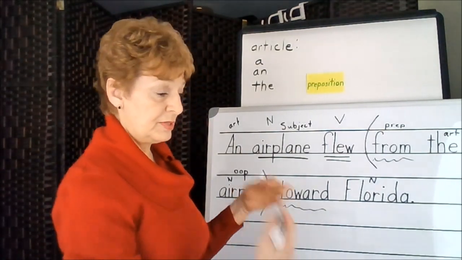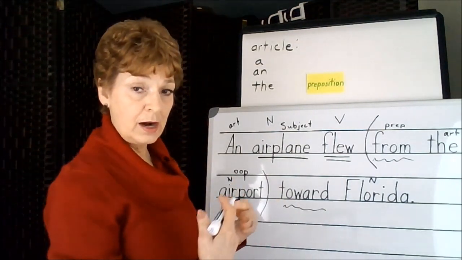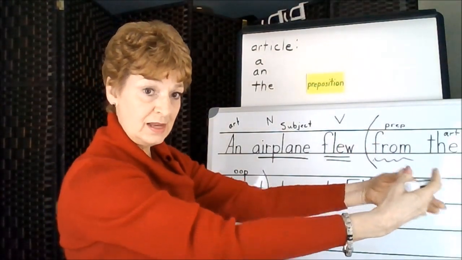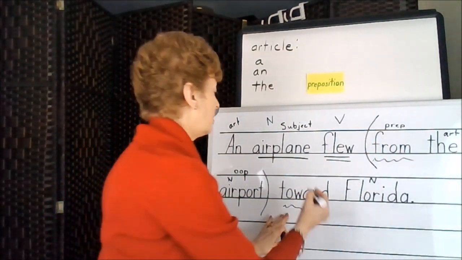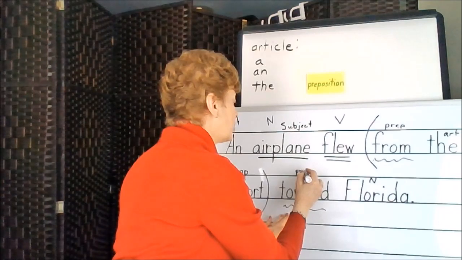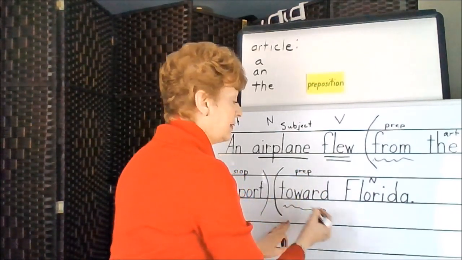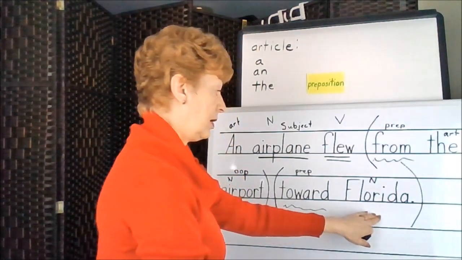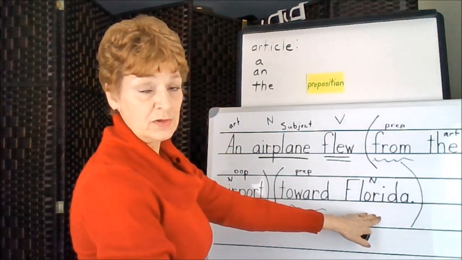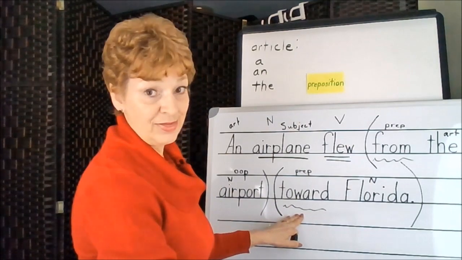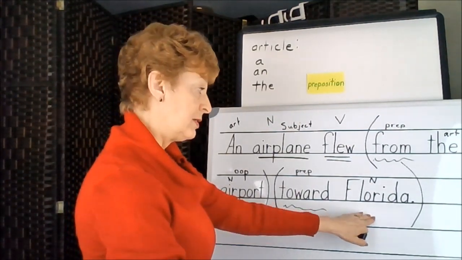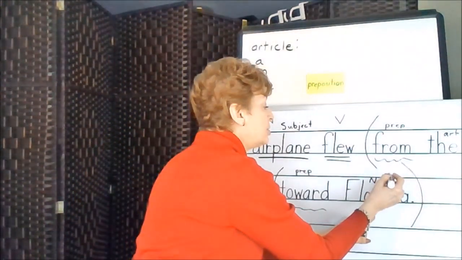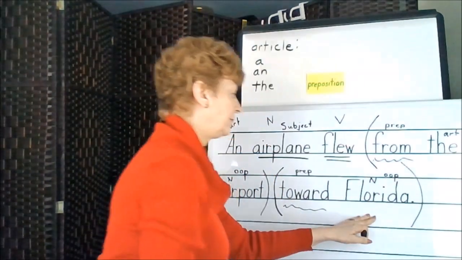Toward. Well, if you start here and go from, aren't you going toward something? Yes, that is another position. So this would be a preposition as well. And it's nice because we've got a noun very close by, within a word or two of what we thought was a preposition, to function as the object of the preposition.